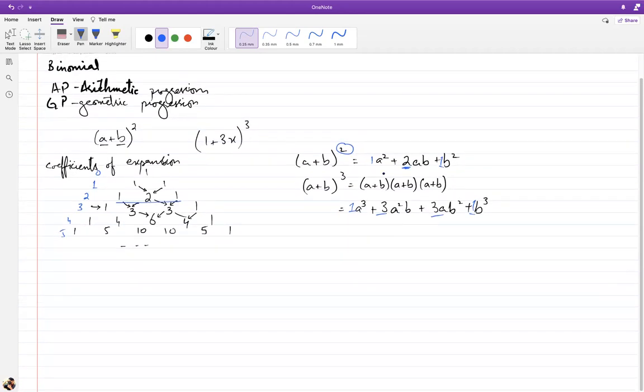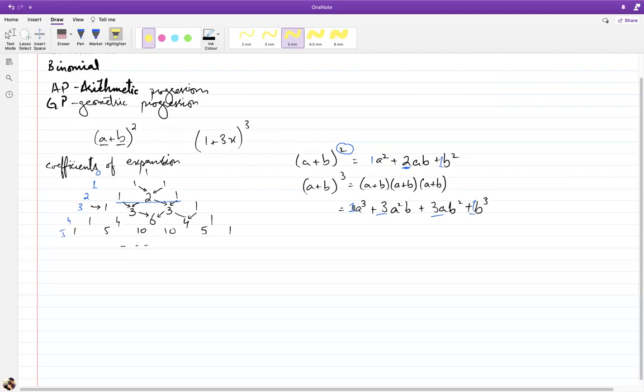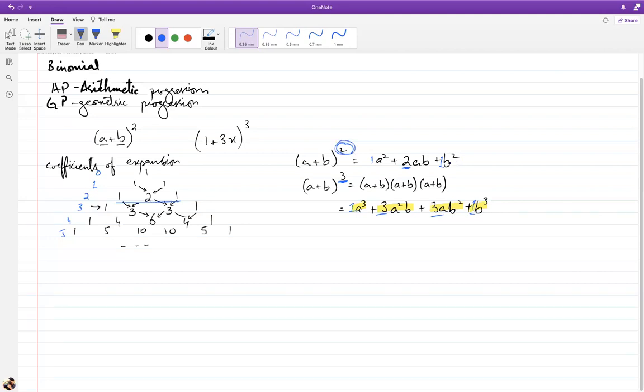Now, every number here is a term. So this is one term, this is a term, this is a term, this is a term. So there are 4 terms here. But you notice that the power is 3. When the power is 3, there are 4 terms. When the power is 2, there are 3 terms, right? That is because in binomial or in series, we start our counting from 0. So this is the 0th term, this is the first term, this is the second term, and that's how you get to 2.